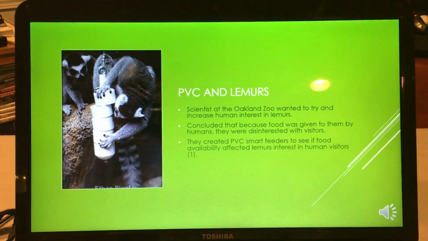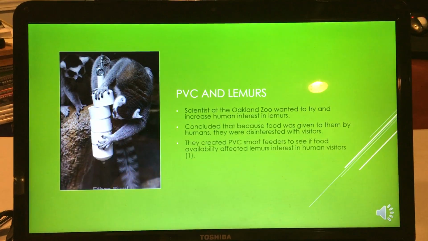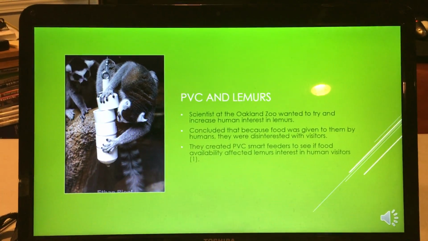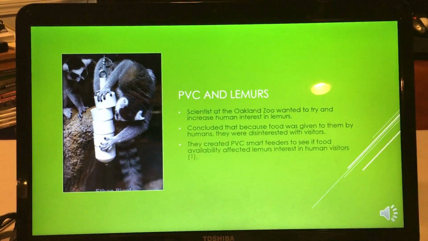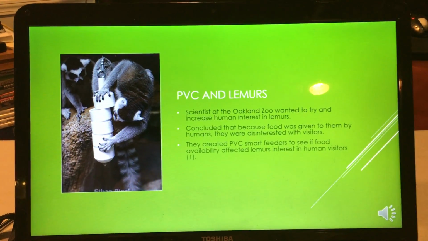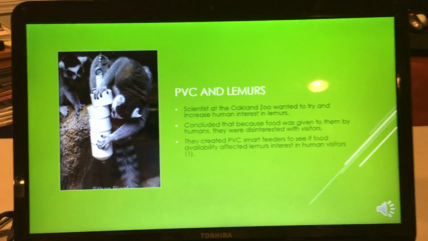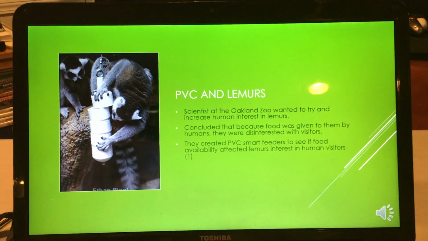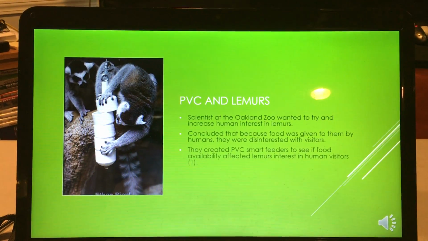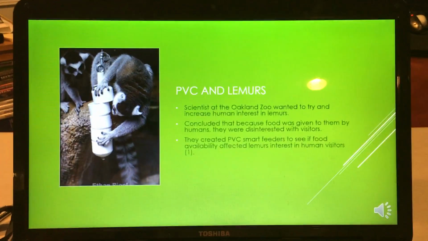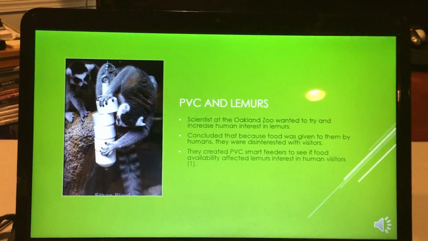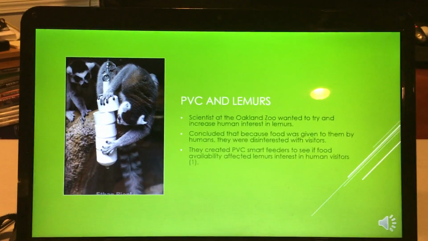An interesting note on one of their uses is that scientists at the Oakland Zoo wanted to try and increase human interest in the lemurs. This was because the lemurs were fed by the zookeepers. They didn't care about the human visitors to the zoo. So they used PVC pipes to try and create smart feeders so that the lemurs could get their own food on their own, so that they weren't relying on the zookeepers. That way, when visitors to the zoo showed up and looked at the lemurs, they would be more interested in them.